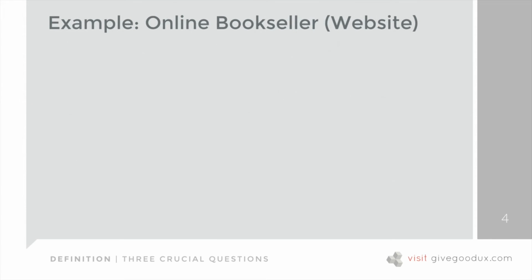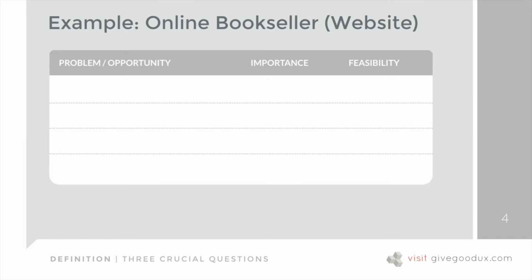So here's our example. Let's say that our client is an online bookseller. It's a website. We graph it like this, 3 columns: problem/opportunity. What's the issue and how do we think we can solve it? What's the importance of that particular possibility? And how feasible is it that we can do it?